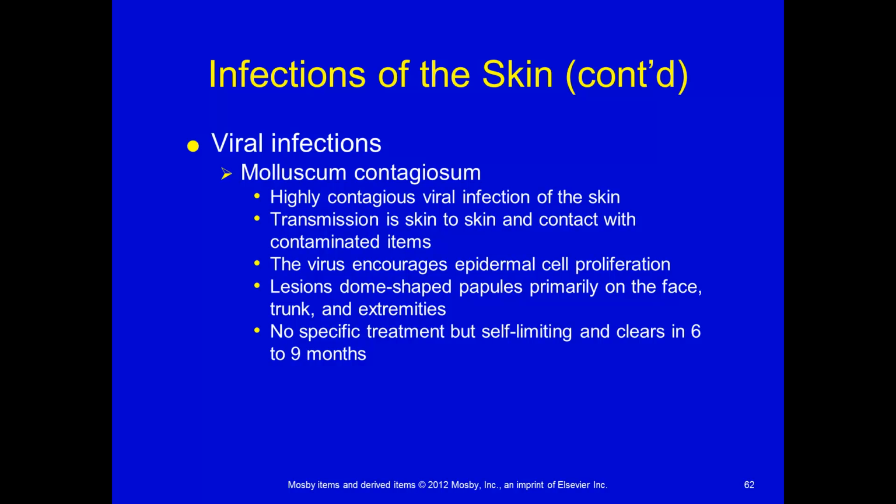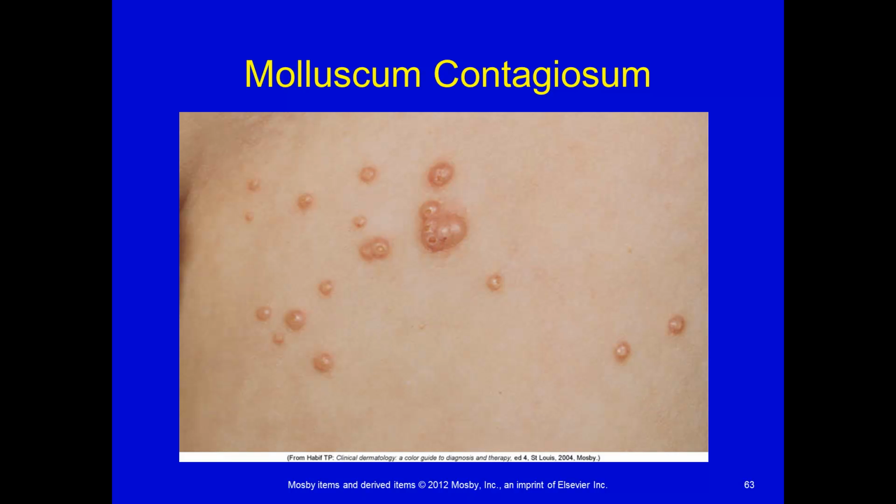The virus actually encourages epidermal cell proliferation. So again, the cells build up on top of each other and create these little lesions that are dome-shaped papules. Primarily, you'll see these on the face, the trunk, and the extremities, and here's a picture of that. And the term they use a lot with molluscum contagiosum is umbilicated. That means there's this dot or center here, that's molluscum contagiosum.